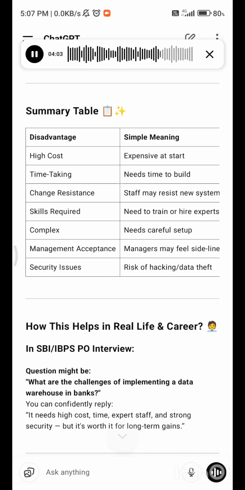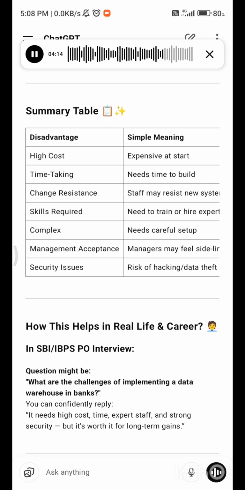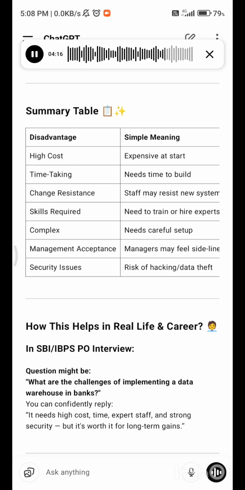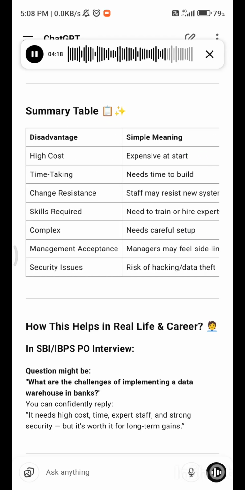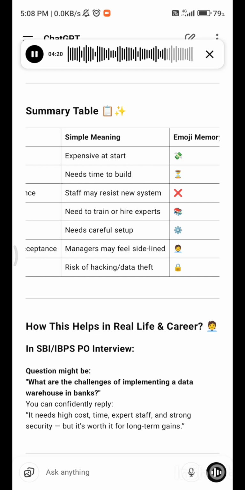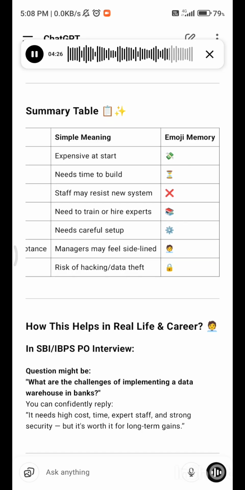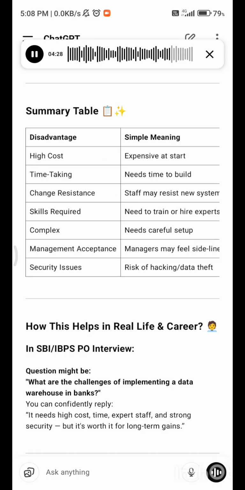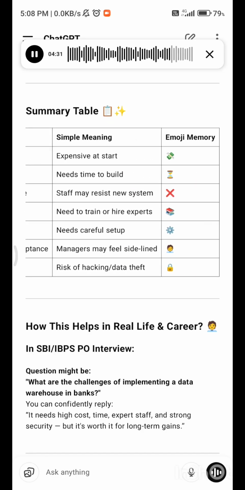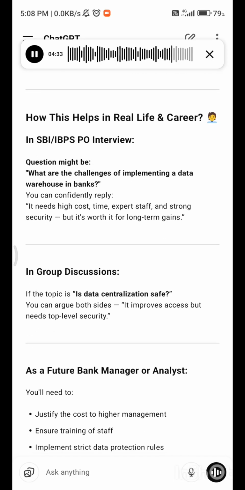Summary table. Disadvantage, simple meaning: high cost, expensive at start. Time taking, needs time to build. Change resistance, staff may resist new system. Skills required, need to train or hire experts. Complex, needs careful setup. Management acceptance, managers may feel sidelined. Security issues, risk of hacking, data theft.